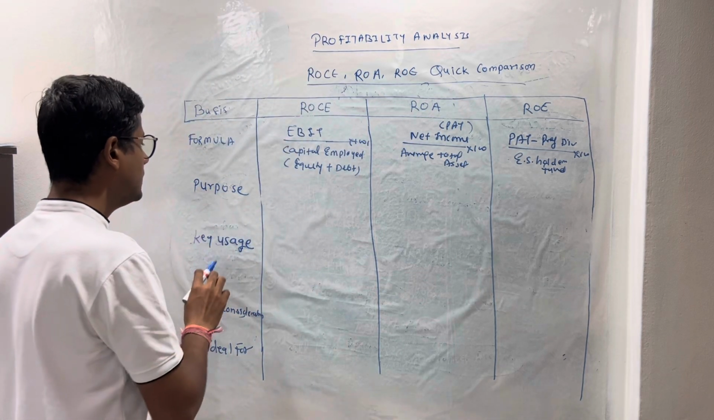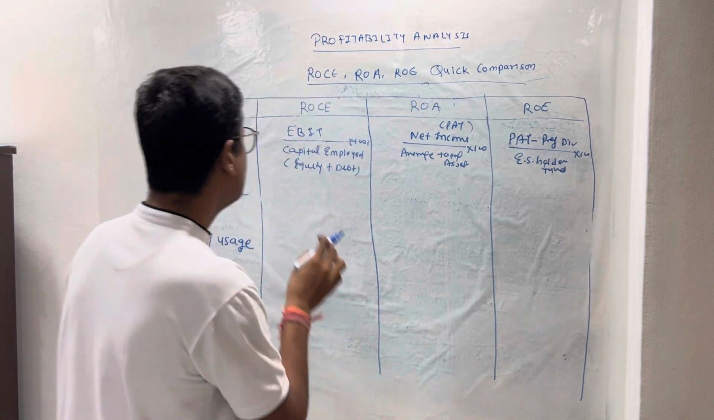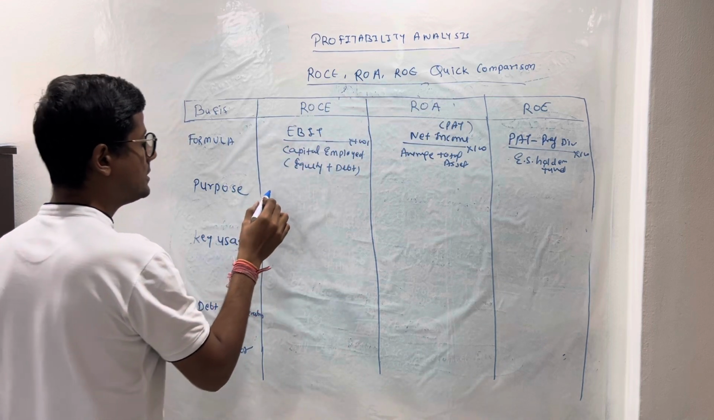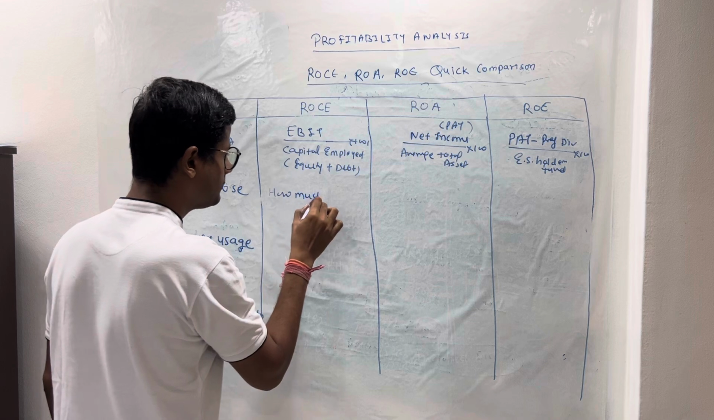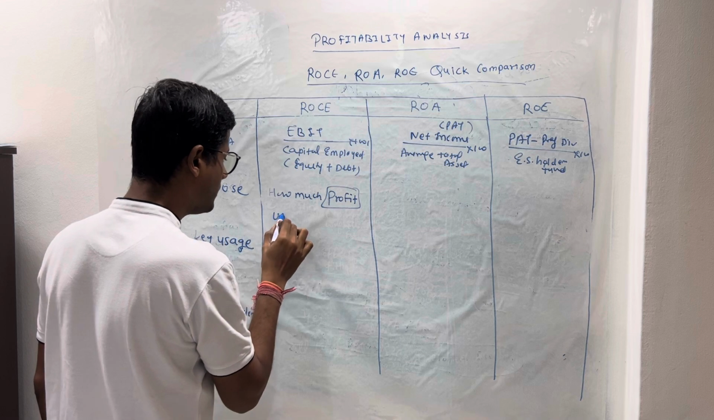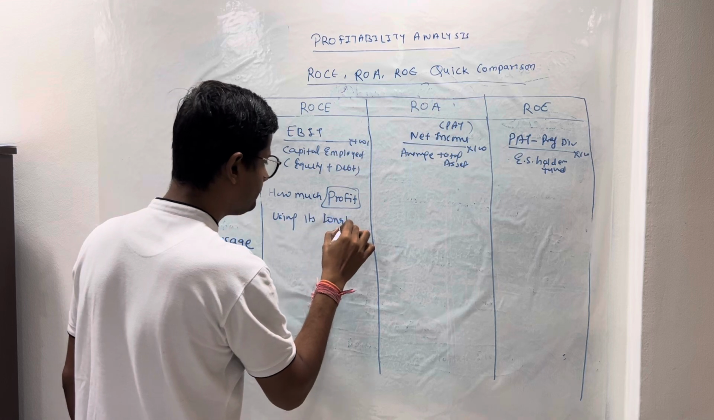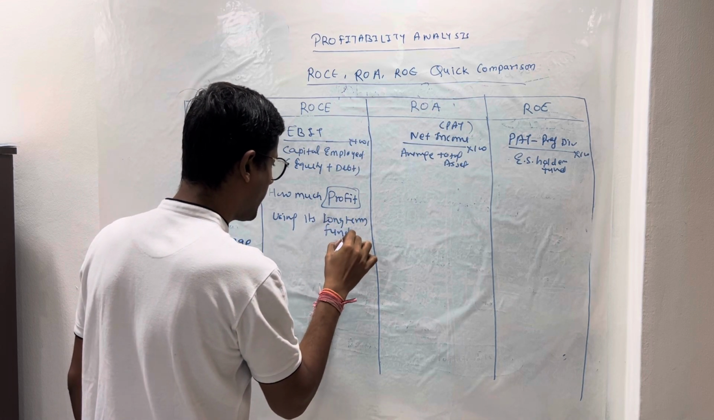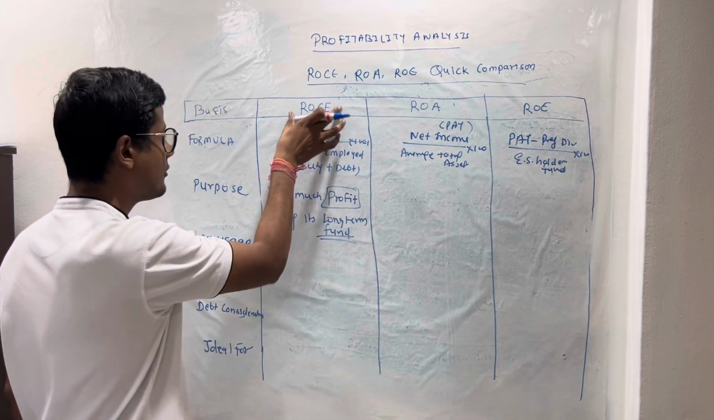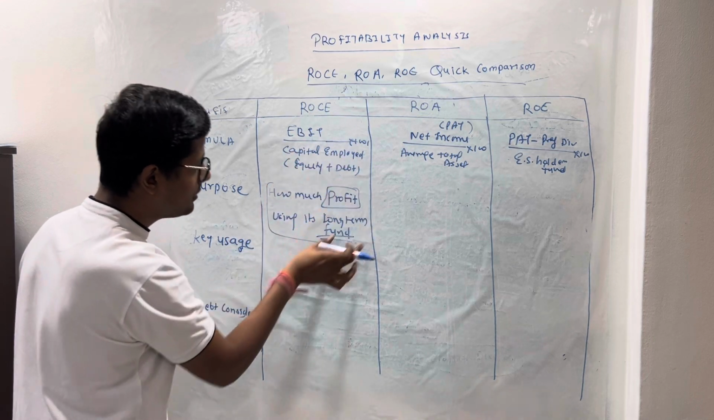Now let's understand the purpose. What's the purpose of these formulas? What do they show us? ROCE is basically profit and the capital employed, right? So basically it shows how much profit the company is earning by using its long-term funds. This is what ROCE shows us. This capital employed is nothing but the long-term fund.